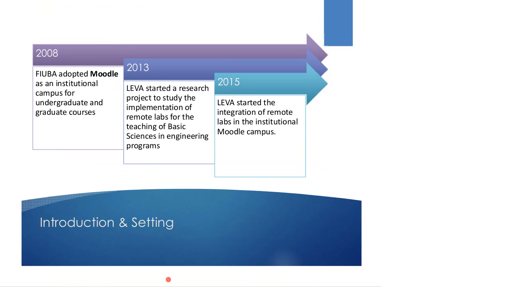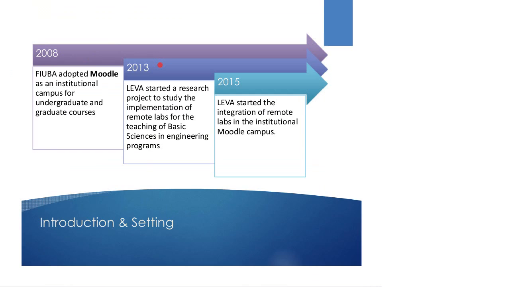Just to set you in time and place, in the year 2008, the School of Engineering of the University of Buenos Aires adopted Moodle as the institutional virtual campus in order to offer undergraduate and graduate courses in more flexible modalities. However, experimental courses and activities continued to be offered in massive face-to-face lab sessions. In 2013, we started an institutional research work with the objective of designing a remote lab for the chair of Physics 1 for the engineering programs.